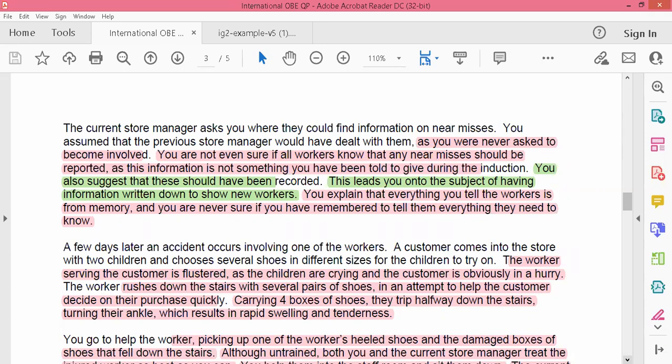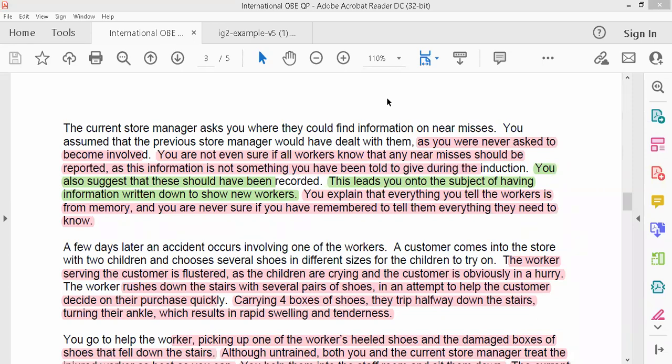You are not even sure if the workers know that any near miss should be reported, as this information is not something you have been told to give during the induction. The workers also don't know, because during the induction we already studied in element number 3 that we need a proper reporting system, proper reporting and investigating of any near miss or incident. But here the workers don't know, and that is not available in the induction training.